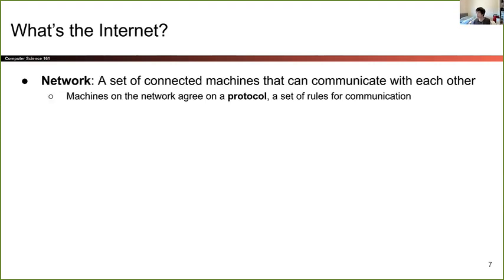These machines have all agreed on a certain protocol. So these machines have a certain set of rules that they'll use to communicate with each other. It knows that, if it sends this sequence of bits, it means this. If it sends another sequence of bits, it means something else.